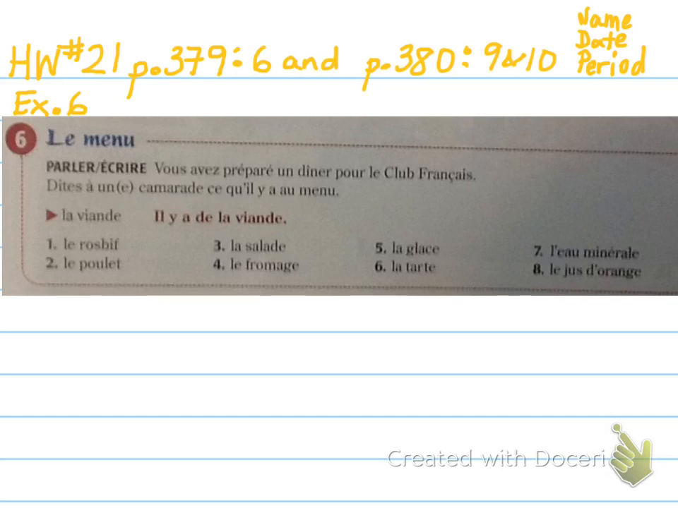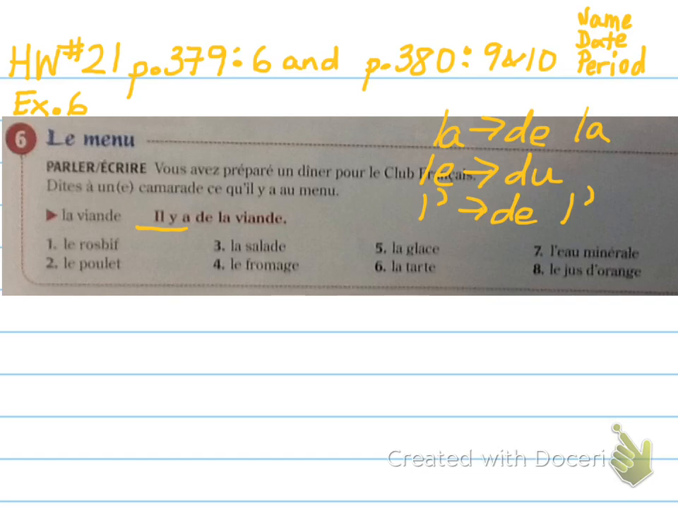So that brings us to your homework assignment. On page 379, exercise 6, and page 389 and 10. So here's exercise 6. Again, we did this one out loud. Remember that il y a is going to stay the same every time. And if it's feminine, it's going to become de la. If it's masculine, it's going to become du for the partitive article. And if it's an L apostrophe, it's going to become de L apostrophe. I'd like you to write the whole sentence. So number 1 would be il y a du roast beef. So you're writing out those 8 sentences.